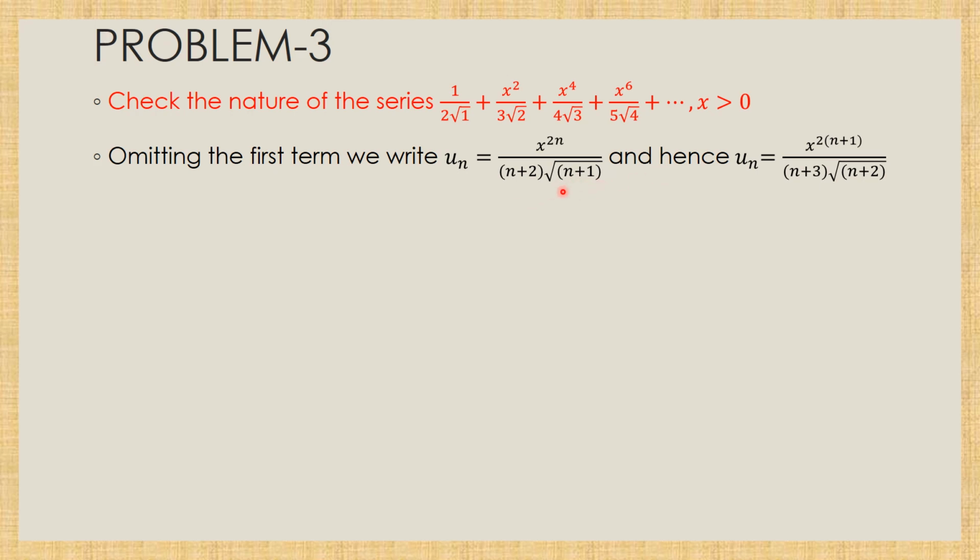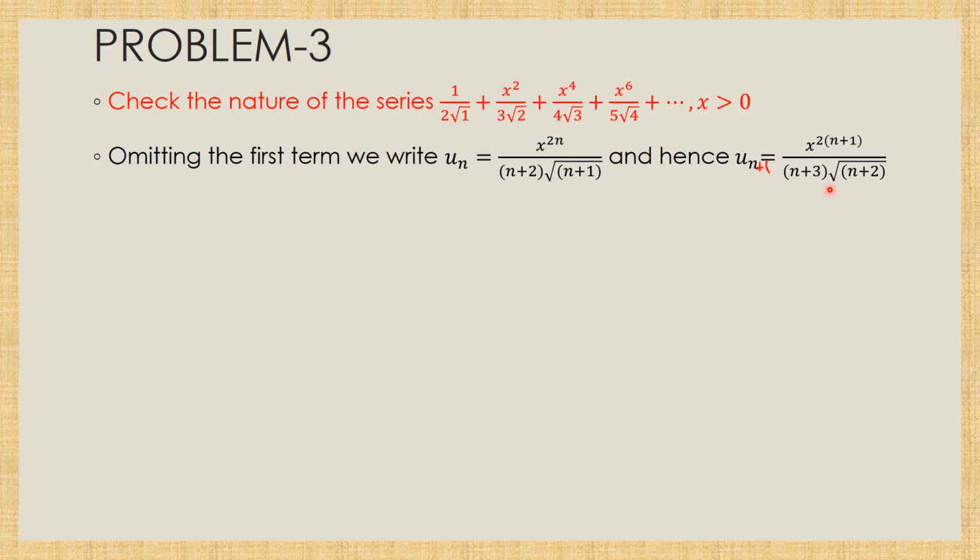So we get un plus 1. Just correct it: un plus 1 equal to x power 2 of n plus 1 divided by n plus 3 root n plus 2. So we got un and un plus 1.